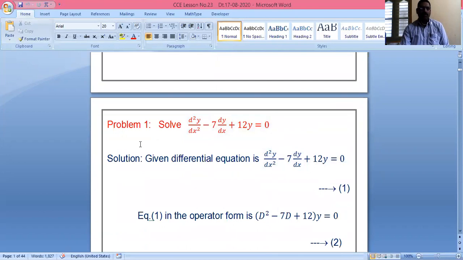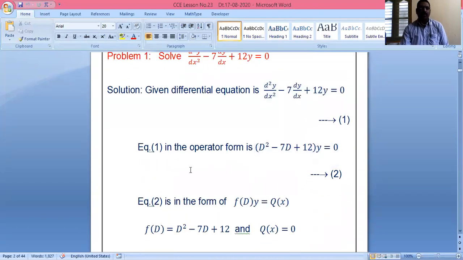Now, problem 1. Solve d square y by dx square minus 7 dy by dx plus 12y is equal to 0. Given differential equation is d square y by dx square minus 7 dy by dx plus 12y is equal to 0. Let this equation be 1. Now, equation 1 in the operator form is (d square minus 7d plus 12) y is equal to 0. Let this equation be 2.